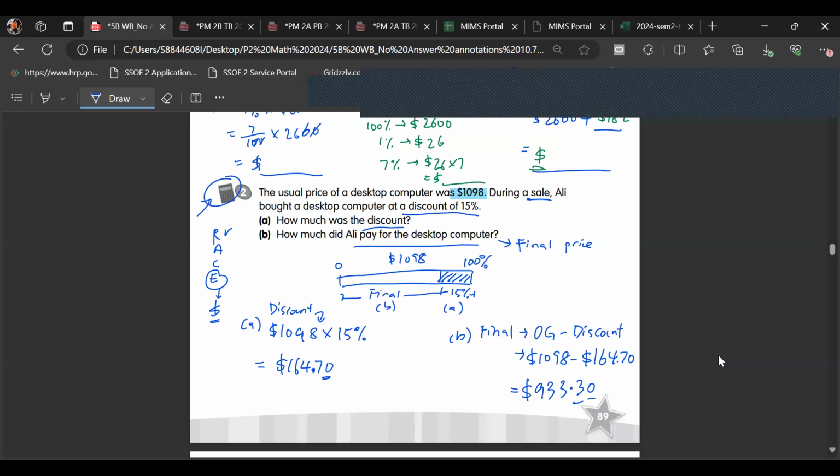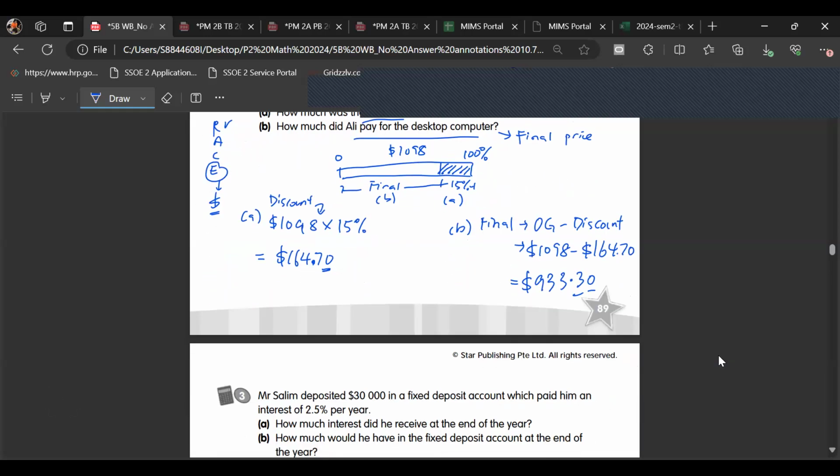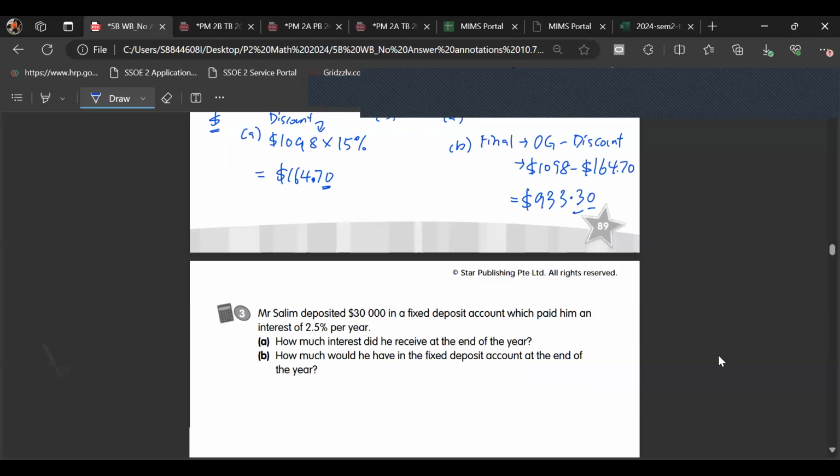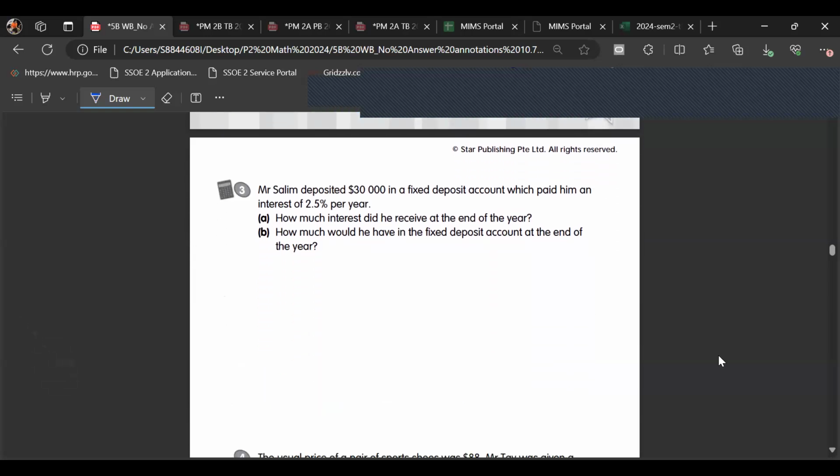Check your units. Look at your units. Did you write down units? You must have the units. Okay, the next one, calculator. Very good, it can help you with calculations.